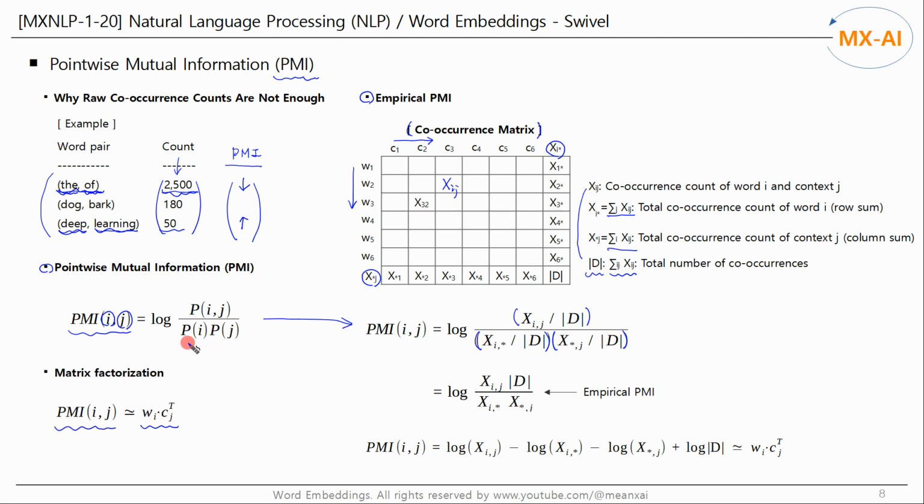Substituting these expressions into the original PMI definition gives us a new equation. This is called empirical PMI because it is computed directly from the observed co-occurrence counts rather than from the unknown true probabilities. If we expand the logarithm, we obtain the following expression. Here, these two negative logarithm terms act as correction factors that reduce the impact of word frequency.